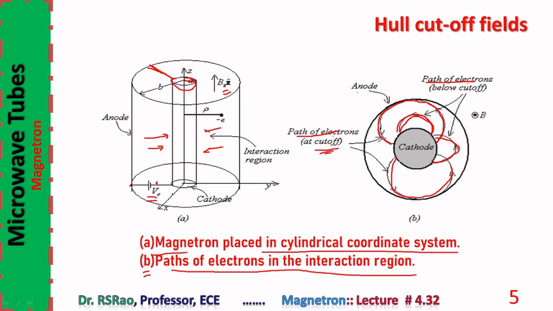When field strengths are less than cutoff values, electrons follow paths similar to the paths of the two electrons shown here, the path of electrons below cutoff. So at cutoff, grazing with the anode surface takes place. Below cutoff, electrons are unable to reach the anode surface. Without reaching it, they return back to the cathode. Cutoff fields have special significance in the functioning of the device.